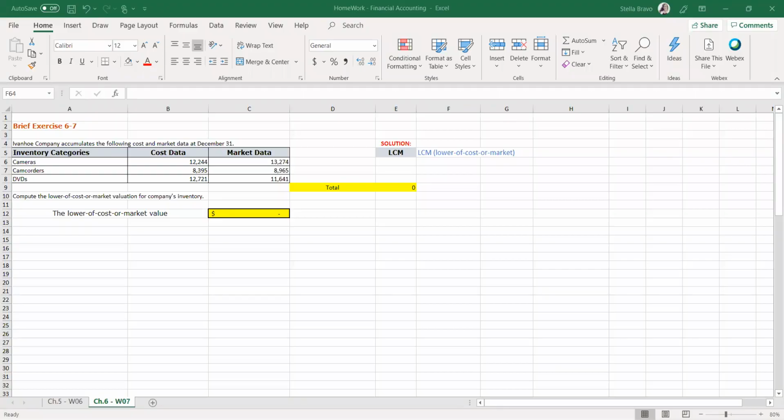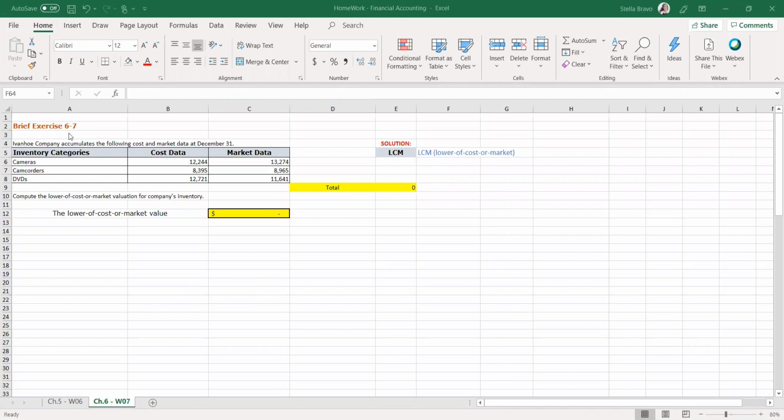I'm here to help you guys with the exercise this week with our homework. Let me share my screen. I thought it was going to be easier to have the exercise in Excel so we can duplicate the values, the amounts, and the formulas, so it's going to be easier and faster.